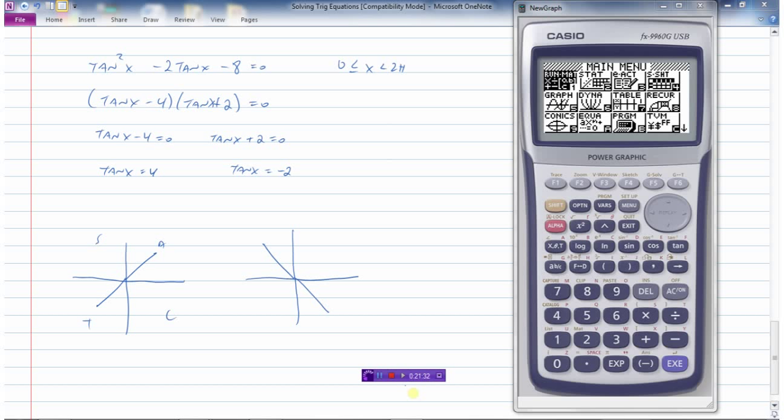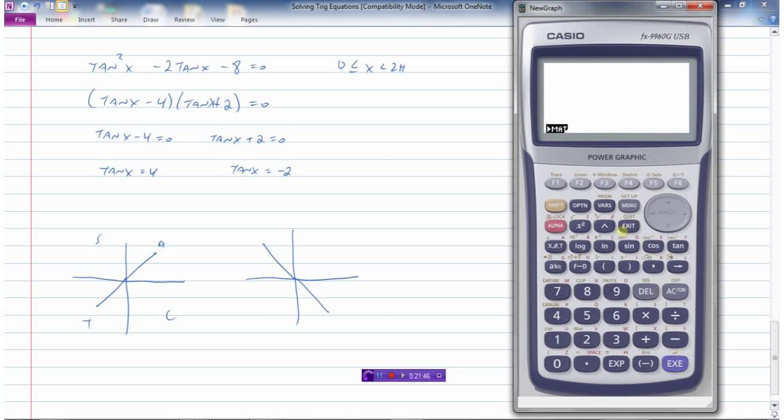So I popped my calculator up on the screen here, and since we're trying to find the answers in radians, I know that because it wants x between 0 and 2 pi, I'm going to make sure that my calculator is set up in radians. So under angle here, I've got radians, so that's good.